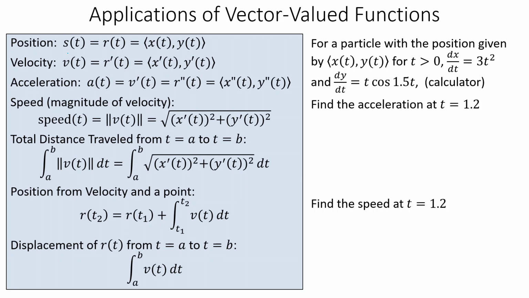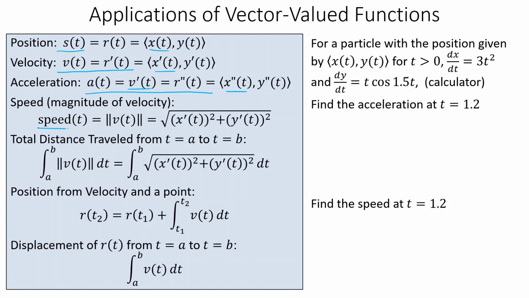So we already went over that our position is our original vector, our velocity is the derivative, and our acceleration is the second derivative, which is also the derivative of velocity. And we just take the derivatives of each part of the vector separately, like the x part and the y component separately, and that's how our derivative works.